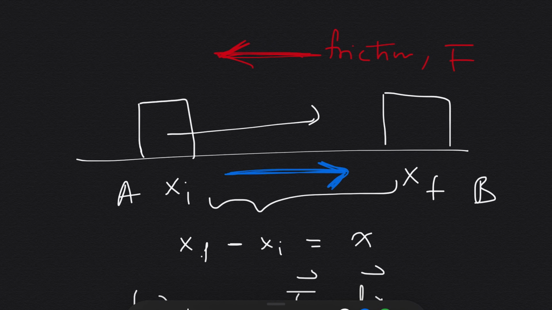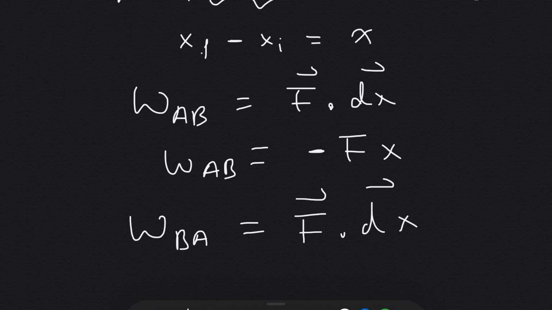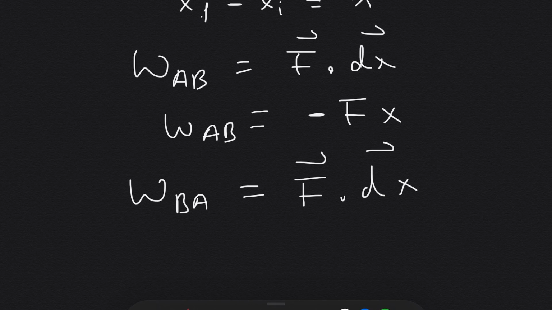So now you move the box in the opposite direction. So now you had to move the box from B to A. So let's talk about that. So the W from B to A is again F dotted with dx. So we're moving in this now towards the left, right? And the friction will always be in the opposite direction of motion. So now the friction moves towards the right. So the force of friction will be in this direction, towards the right. So again, Fx will be negative because we do dot product between the two of them.